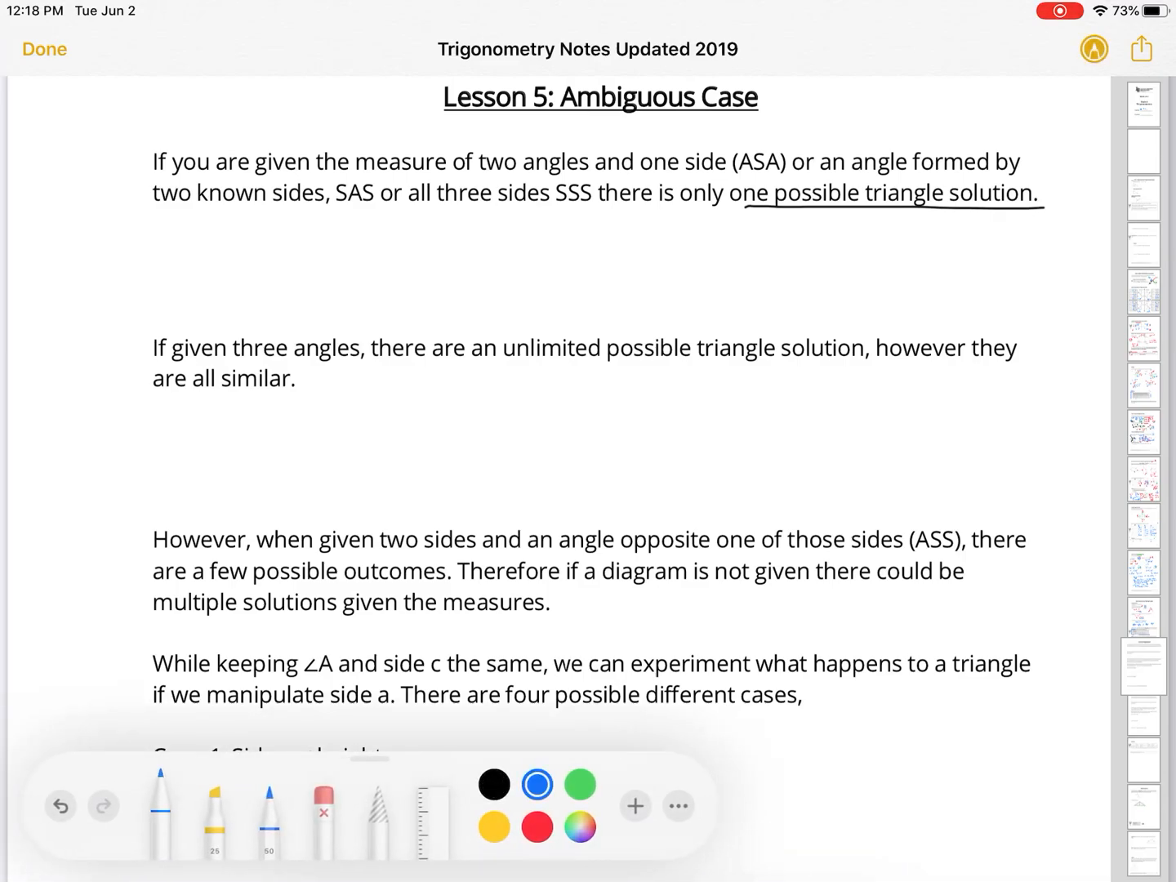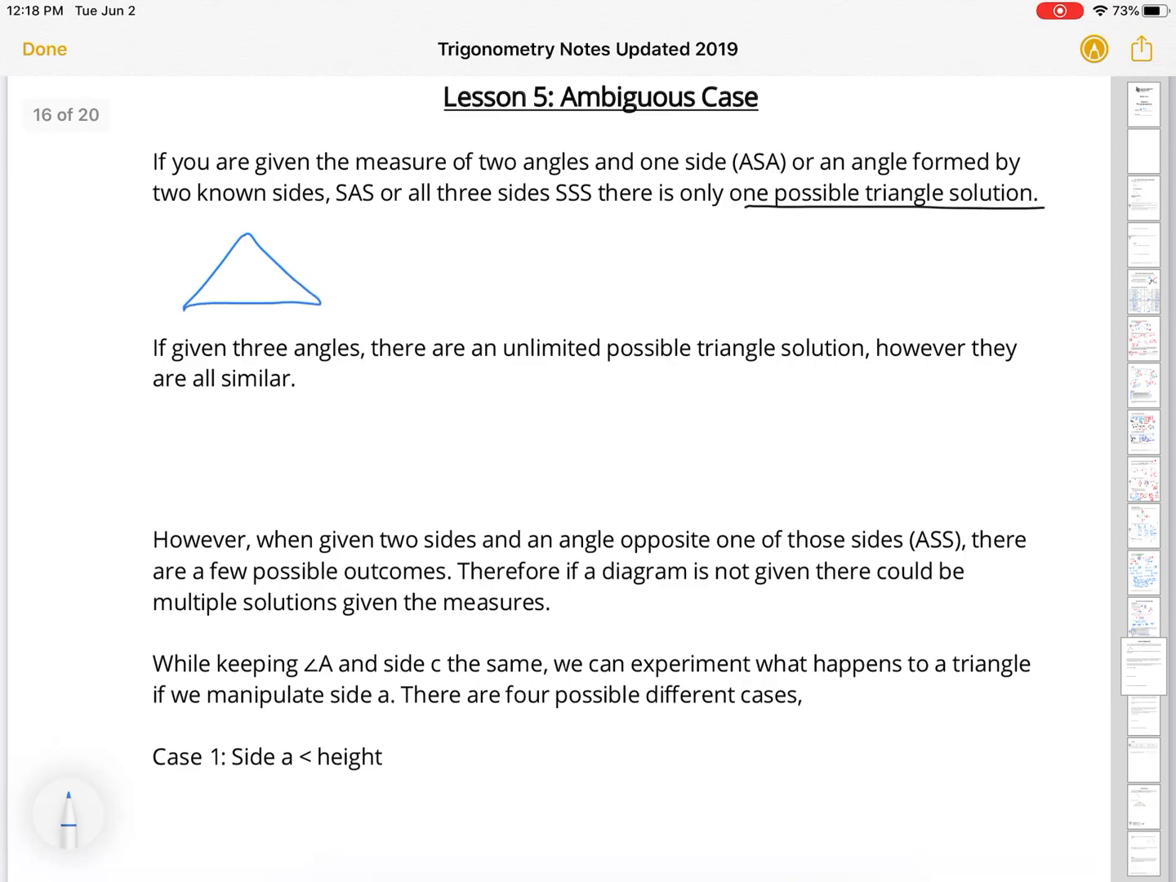You're saying to yourself, Mrs. Finley, what does that mean? Okay, say this is our triangle, and we know two angles and one side. So we have angle, side, angle. We know those. Okay.